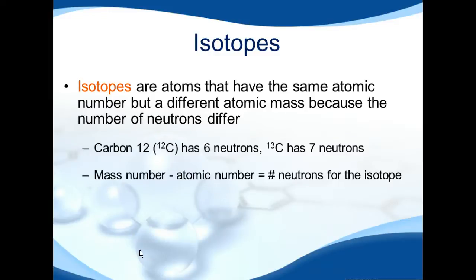Isotopes are atoms that have the same atomic number, but they have a different atomic mass. That's because they have a different number of neutrons. So for example, carbon-12 or 12C has 6 neutrons, whereas carbon-13 has 7 neutrons. There's 1 extra neutron there, so the atomic mass is a little bit bigger. In this case, it's 13 rather than 12. So the mass number minus the atomic number gives us the number of neutrons for the isotope. And the same case is true just looking at a normal neutral element that you would find in the periodic table. The mass number minus the atomic number gives us the number of neutrons. Keep that in mind.